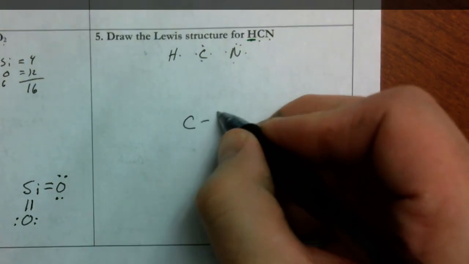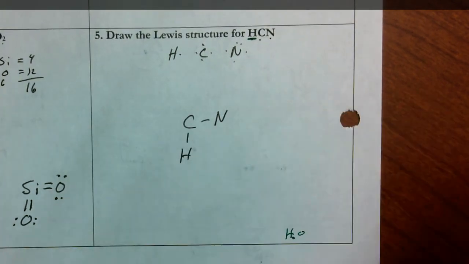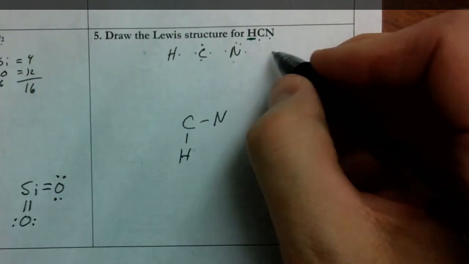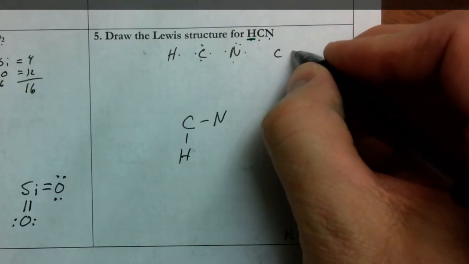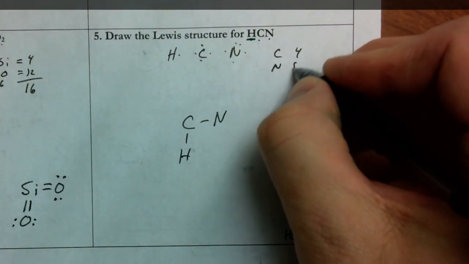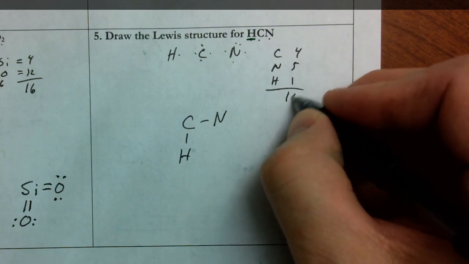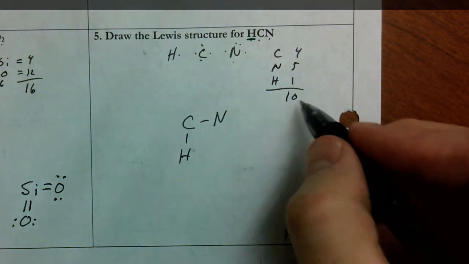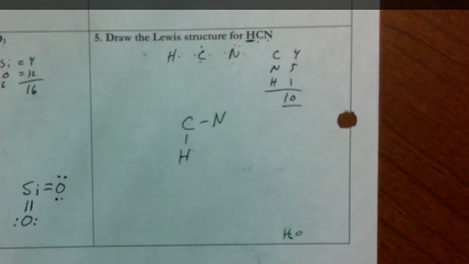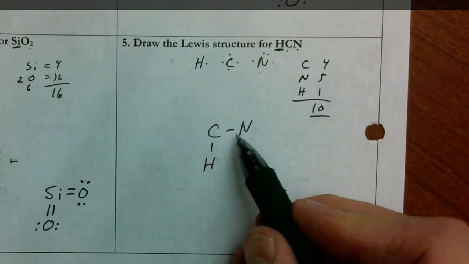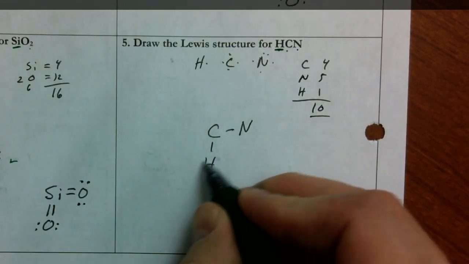So I'm going to draw carbon, nitrogen, and hydrogen. Number of valence electrons, carbon has 4, nitrogen has 5, hydrogen has 1. We only have one of each of those, so our total is 10. And again, it's an even number. Okay, so how many do we already have on this molecule? 2, 4.